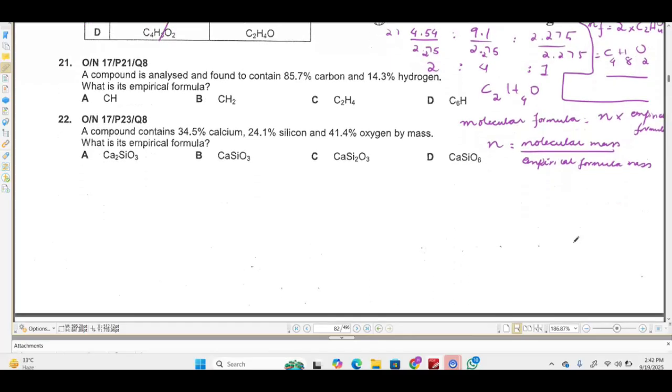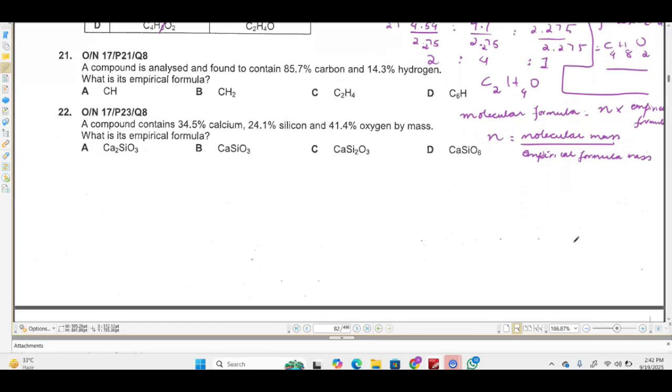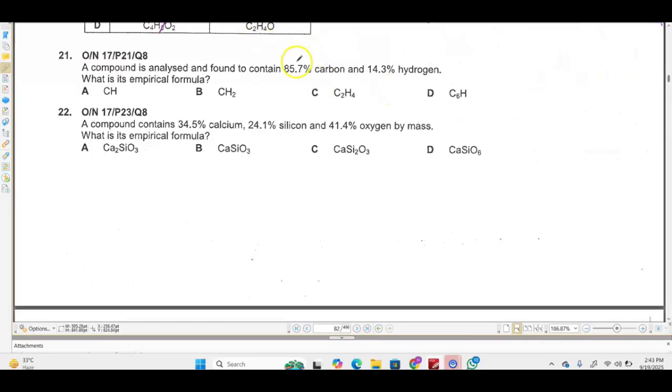Okay. Question number 21. A compound is analyzed and found to contain 85.7% carbon and 14.3% hydrogen. What is the empirical formula? Okay, let me clear out the space and then we can find the empirical formula. I do hope that up till now you are familiar with the steps that are required to find empirical formula from either the percentages or the masses that have been given to us. The compound contains carbon and hydrogen, so we are going to write them over here.